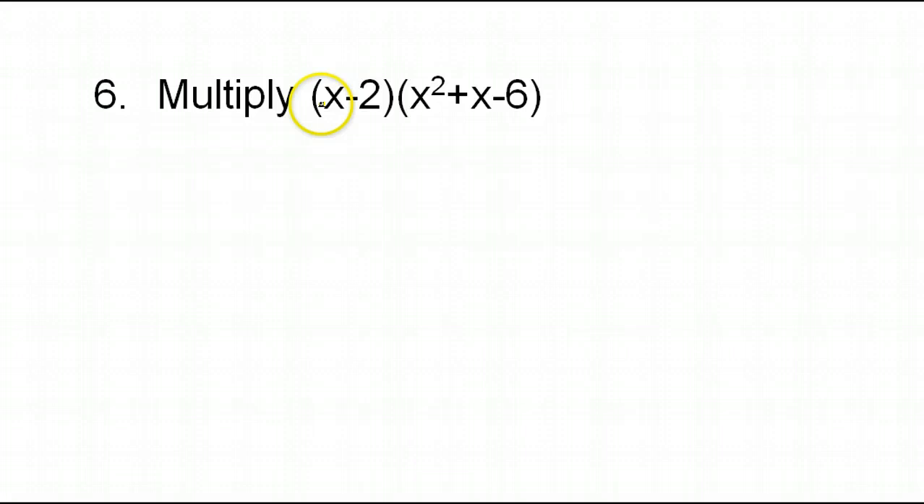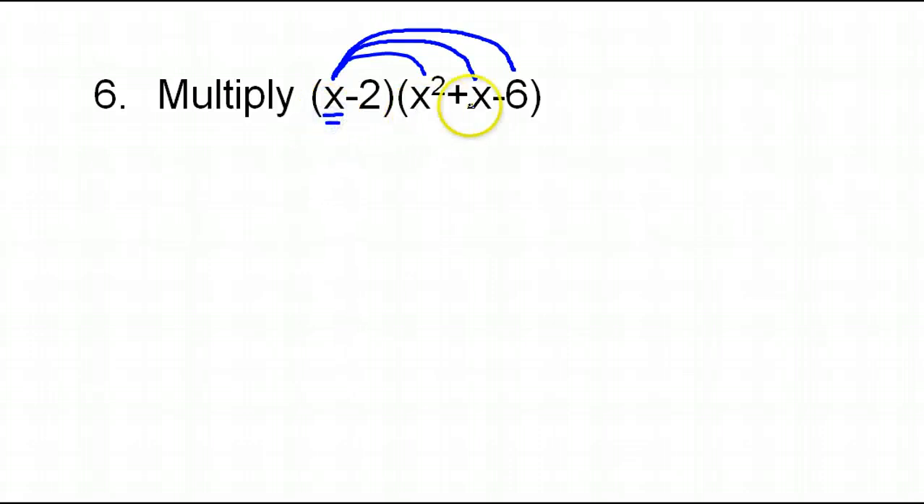Number 6. Anytime we multiply a binomial times a trinomial, or really any polynomial times a polynomial, it comes down to the distributive property. Sometimes you just have to do it more than once. So first I'm taking this x and I am distributing the x. X times x squared is x to the third power. X times x is x squared. X times -6 is -6x.